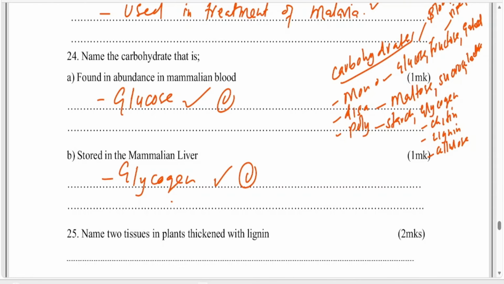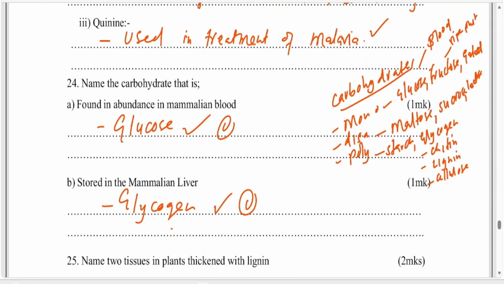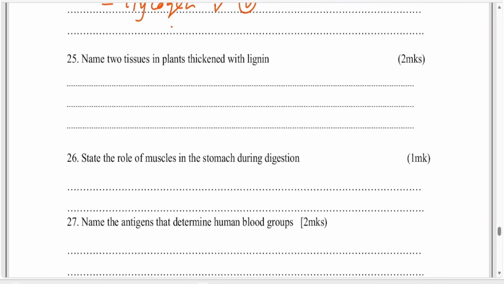If it were stored in abundance in ripe fruits, then it could be fructose. If it were for milk, galactose. If it were for plant tissues like seeds, starch. If it were for exoskeleton, chitin. If it were for xylem tissues, lignin. If it were for cell wall, then it could have been cellulose. So let's move to question number 25.